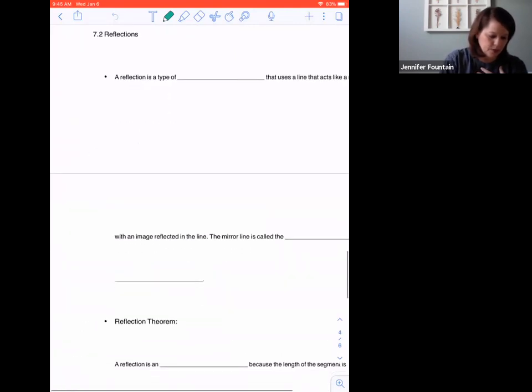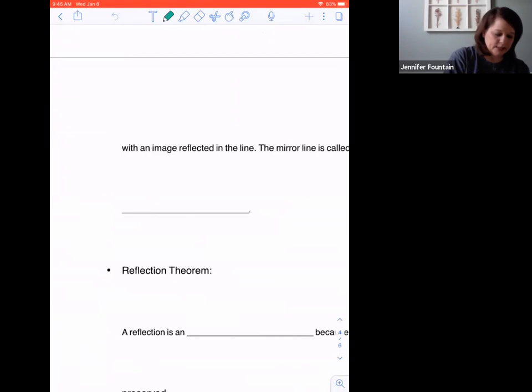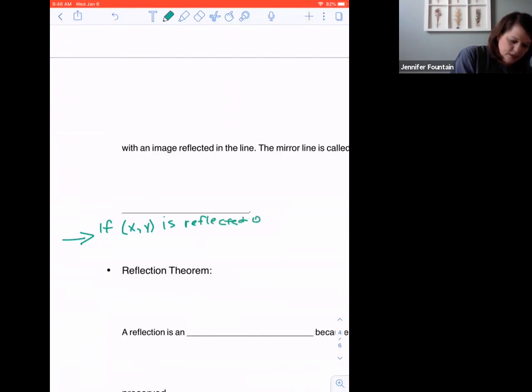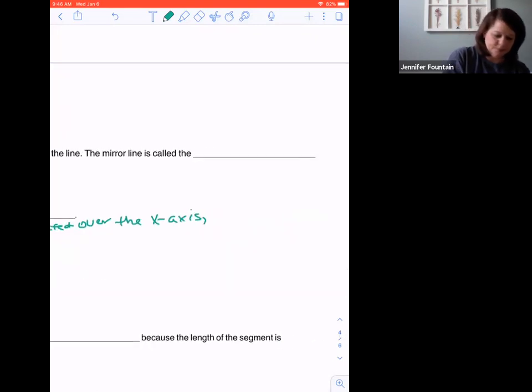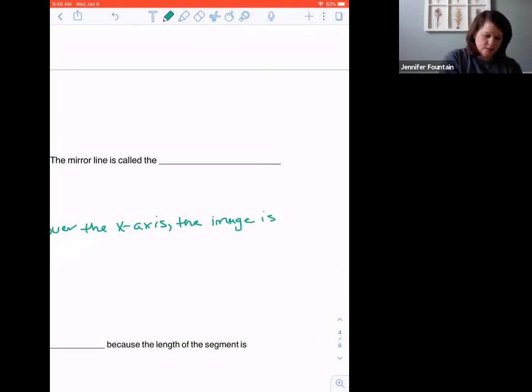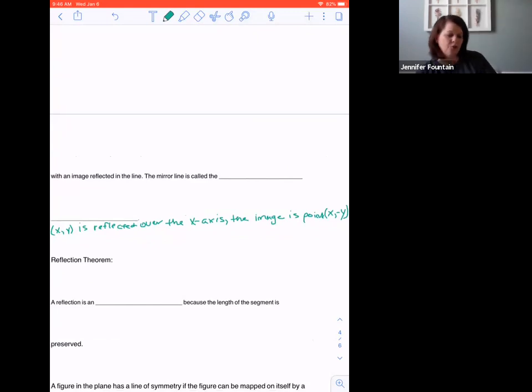So what I'm going to do is, let me pull up right before reflection theorem. Let's go ahead and put it right here, right before reflection theorem. And we're going to put: if (x, y) is reflected over the x-axis, the image is point (x, negative y). So if it's reflected over the x-axis, the image is going to be (x, negative y).